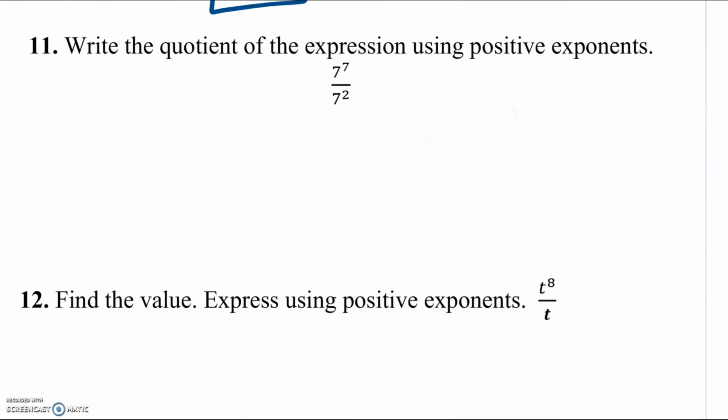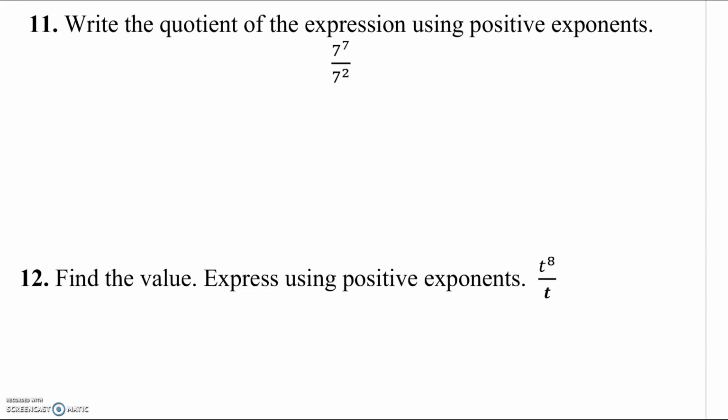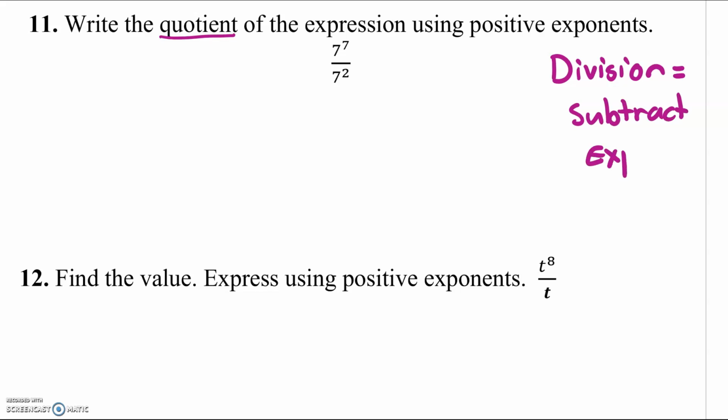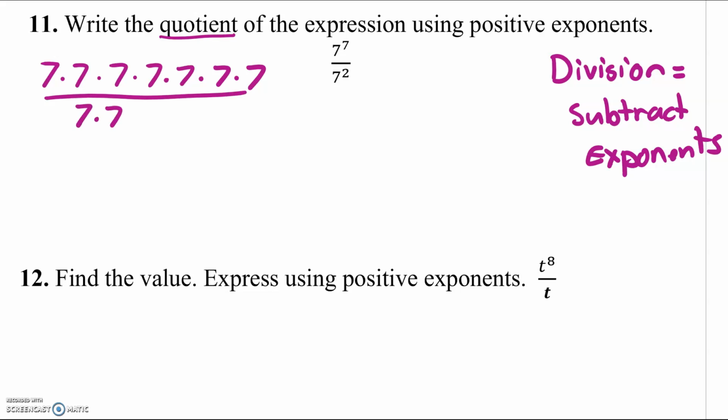All right, question number 11. Same idea here, except we are finding the quotient, which tells us it's division. Whenever we see division, we're going to subtract the exponents. So again, two ways to work this one out. First way would be to write it all out. So 7 times 7 times 7 times 7 times 7 times 7 times 7, and then on the bottom are 2 7s. And we just cross out 2 of them, and I'm left with 5. So I'd get 7 to the 5th power.